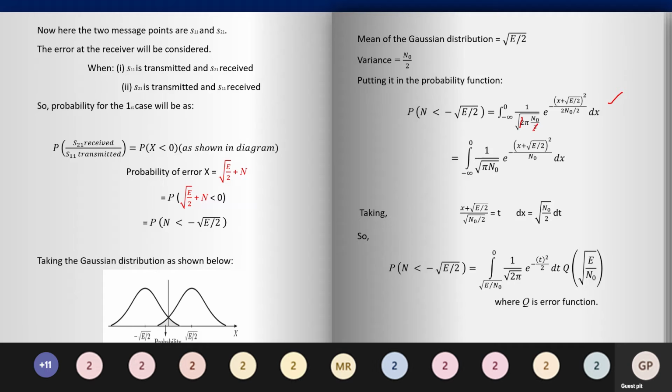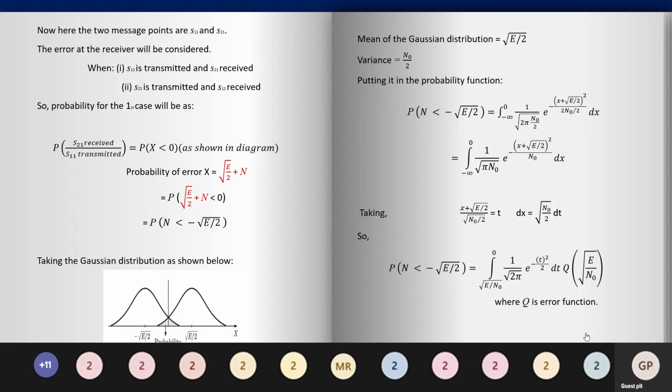The remaining term will be only pi into N naught. And here also the 2 and 2 will get cancelled, leaving the equation that we have written. After this we're going to take only the terms within the bracket as t. As a result we can differentiate it. The final value in terms of x, all the terms, we're going to change as t. So as a result you will get this equation in terms of t, where Q is the error function.